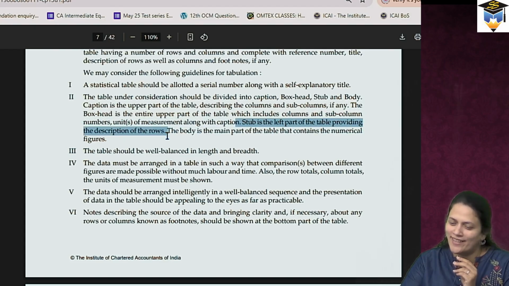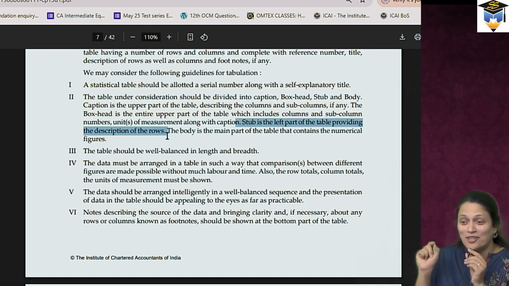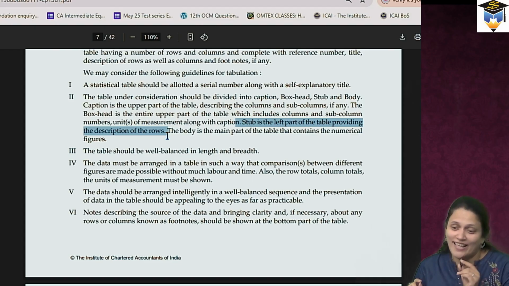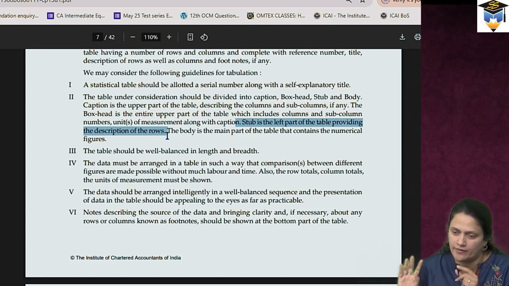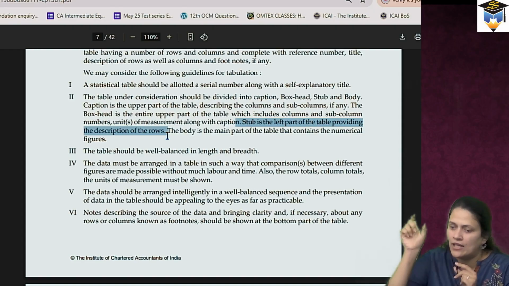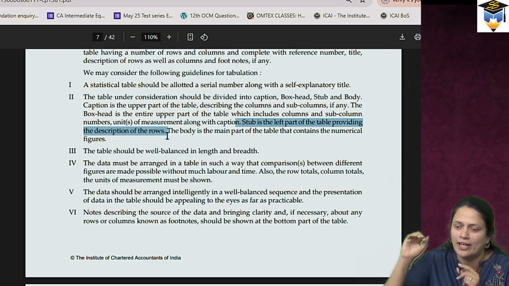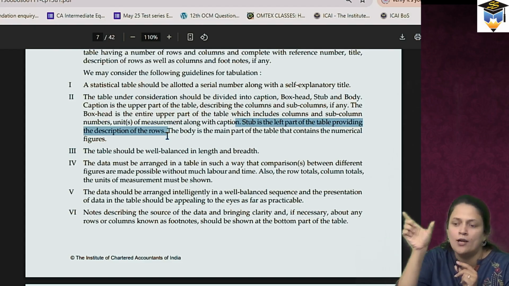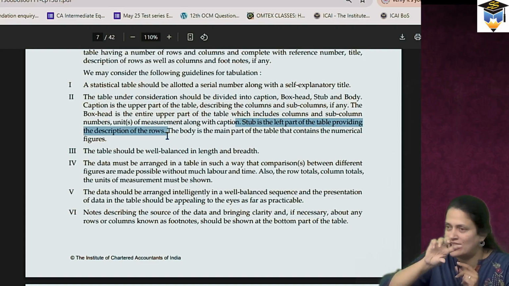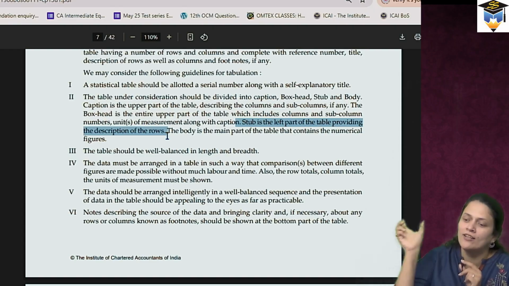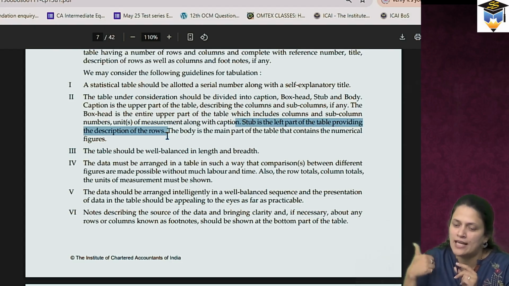They will ask you anything. So that is the reason you have to read it very well. Reading the text is very important because they do this. Okay, mark this entire paragraph as important. Mark this entire point 2 as important. So then a table should be divided into a caption, that is the heading, box head, which gives us what the information is about, stub and body. So caption is the upper part of the table describing columns and subcolumns.